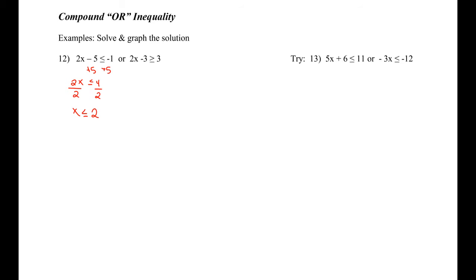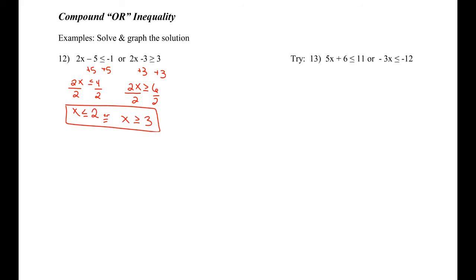I'm then going to go through and solve the inequality on the right. So I'm going to move the negative 3 over by adding 3 to both sides and then dividing by 2. We find that x is less than 2 or x is greater than 3. Both parts make up your solution, and you should separate them with the word or.